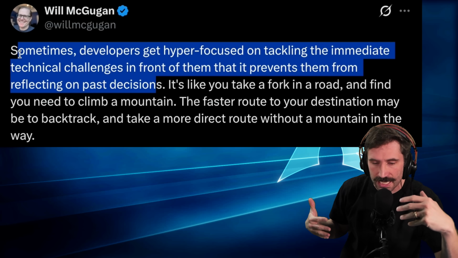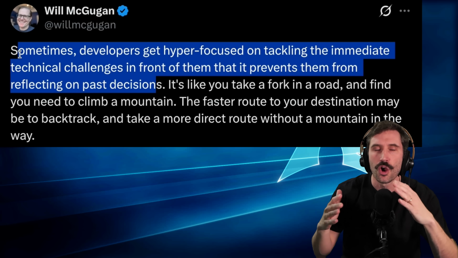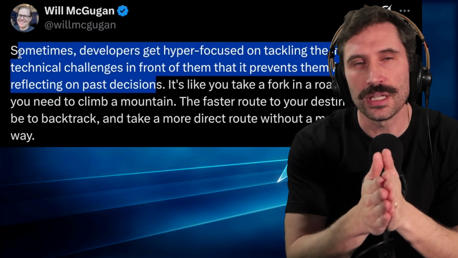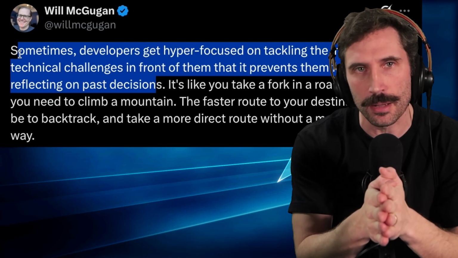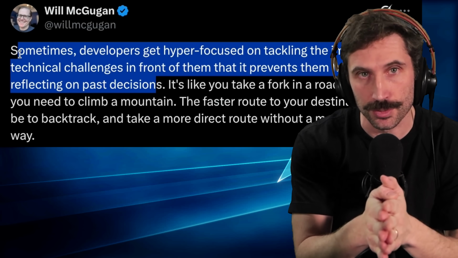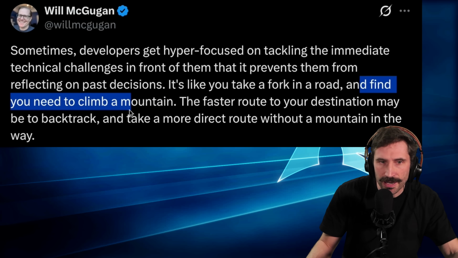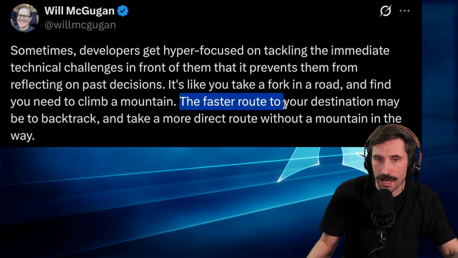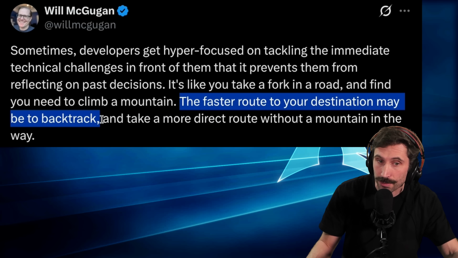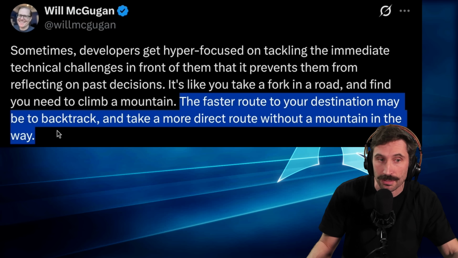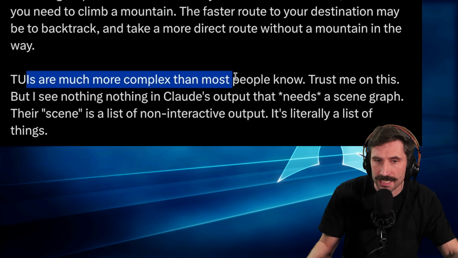So much of engineering is taking a step back and going, why did I make this decision? Let's actually understand the problem and not simply the solution. "It's like you take a fork in a road and find out you need to climb a mountain. The faster route to your destination may be to backtrack and take a more direct route without the mountain in the way. TUIs are much more complex than most people know."